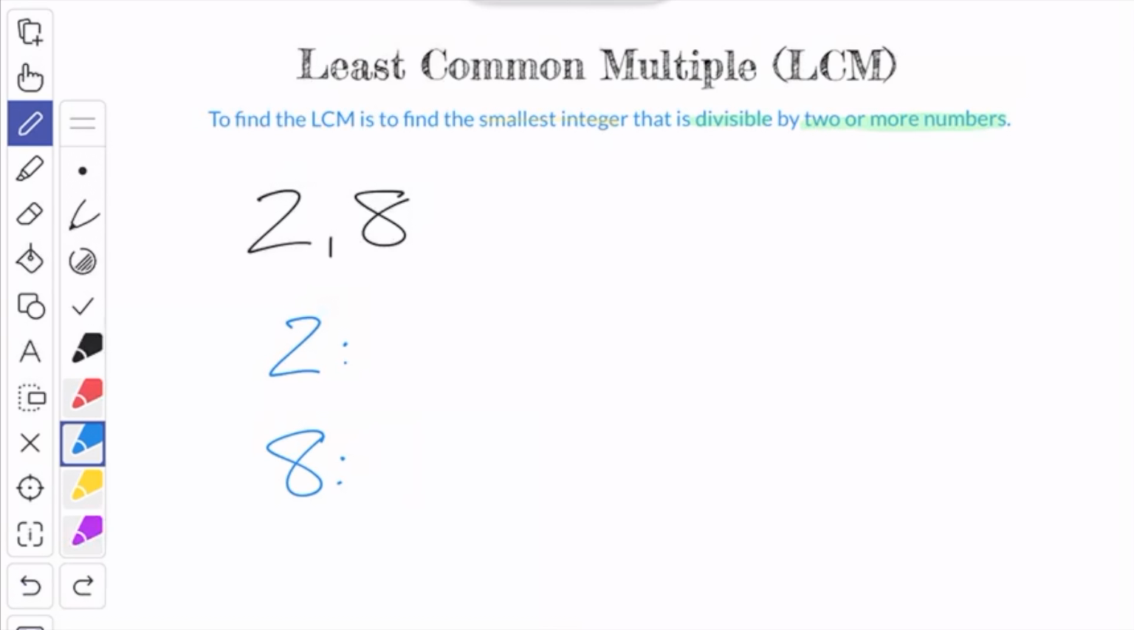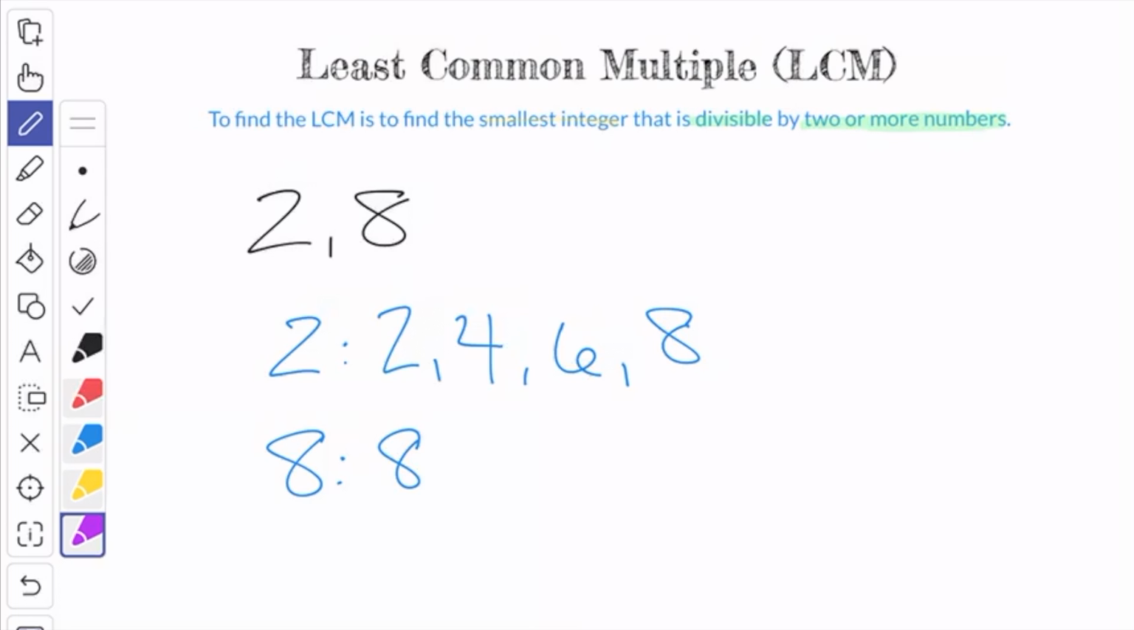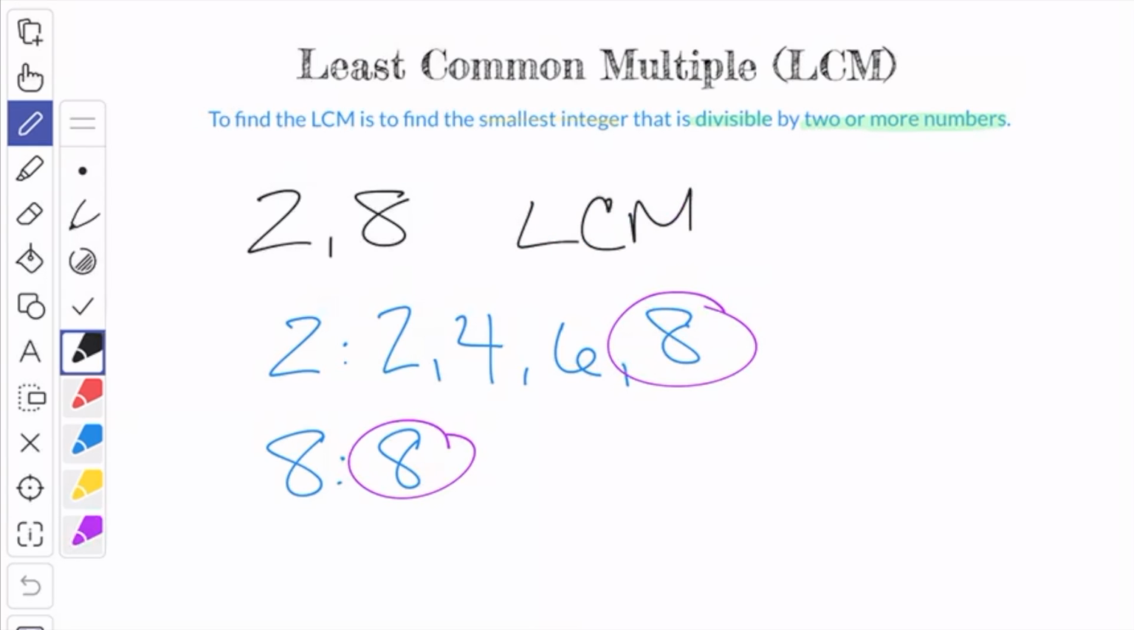Welcome back. Let's see how you did. Multiples of 2 and 8. Starting with 2, 8 on the bottom. Working up, I got 4, 6, 8. Least common multiple is 8. 8 is divisible by both 8 and 2.